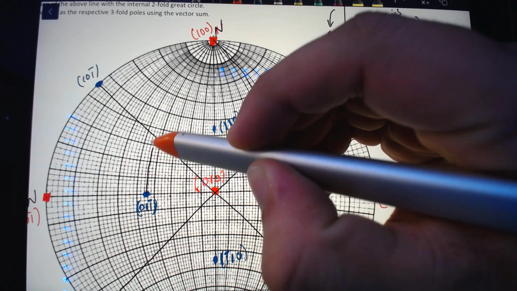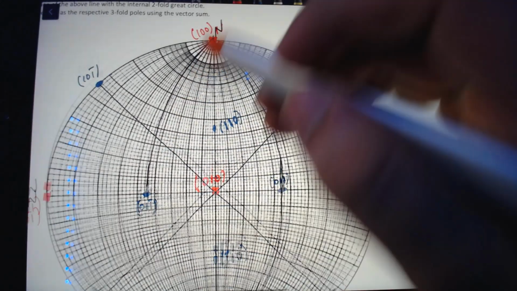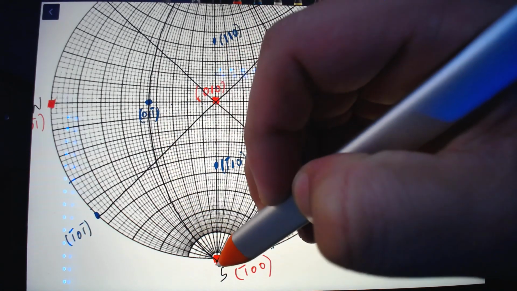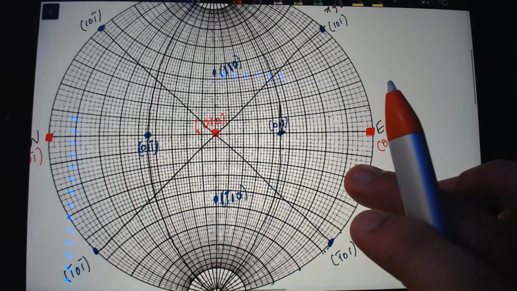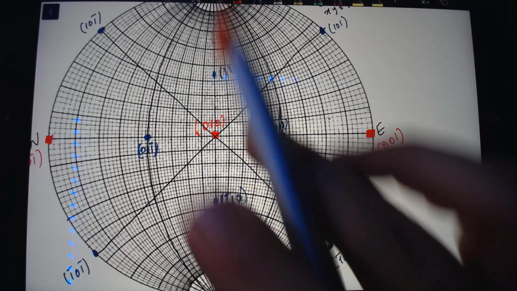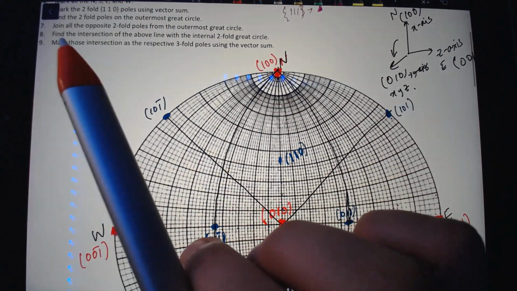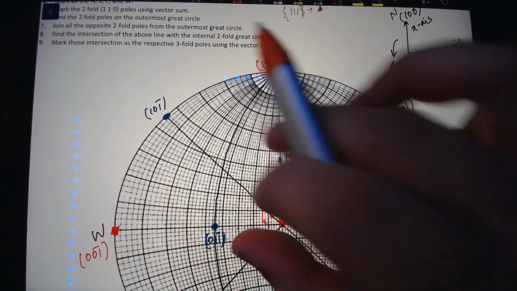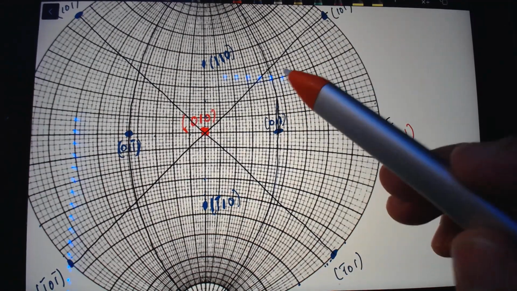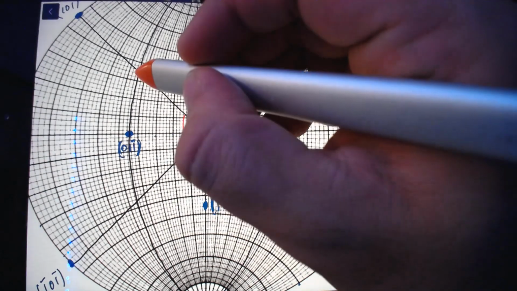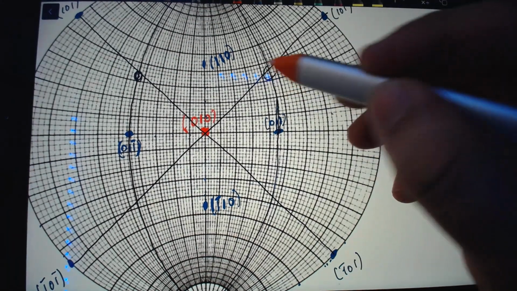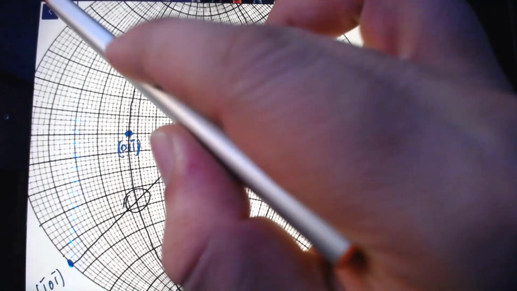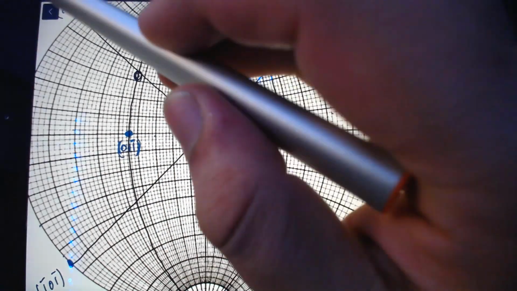All right, so now let's just do the other side as well, and then we can move to the next step. So again, this is the step number 8, is just to draw out the great circle for these. All right, now you have these great circles which pass through both these poles. And here now the last step is mark those intersections as the respective three-fold poles using the vector sum. So what intersections are we talking about? We're talking about, I'll mark it real quick, this intersection, this intersection, this intersection, and this intersection. So these are the 4 intersections that will serve as our three-fold poles.